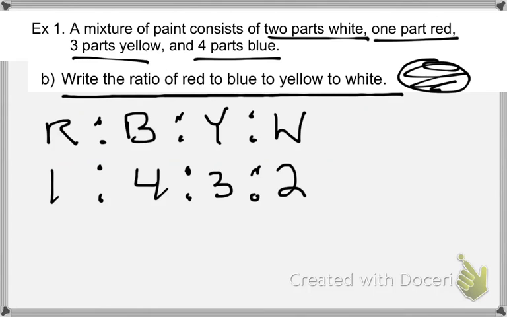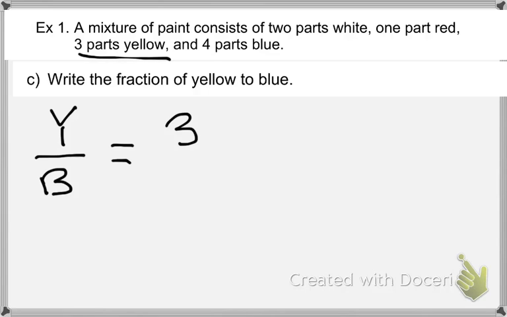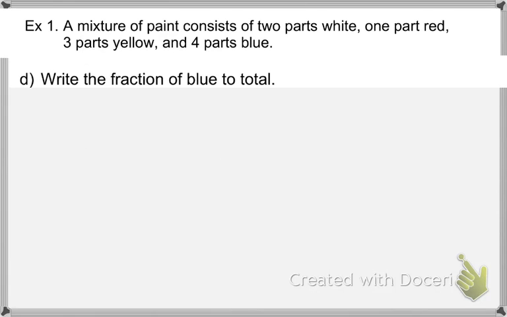And that's our answer. C, write the fraction of yellow to blue. So they want yellow to blue, but they want it as a fraction. So yellow is 3, blue is 4, and there's our fraction.